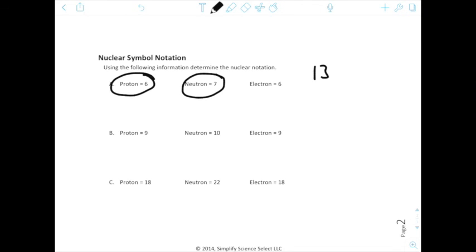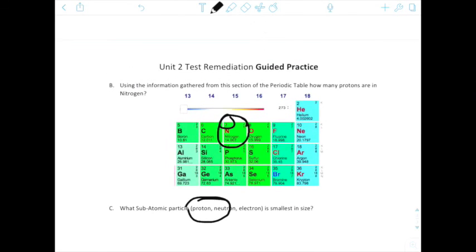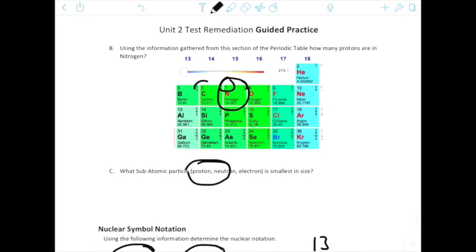Okay, we put the atomic number on the bottom. That's the number of protons. 6. And then we look in the periodic table, and we can use this section right here. What has 6 protons?